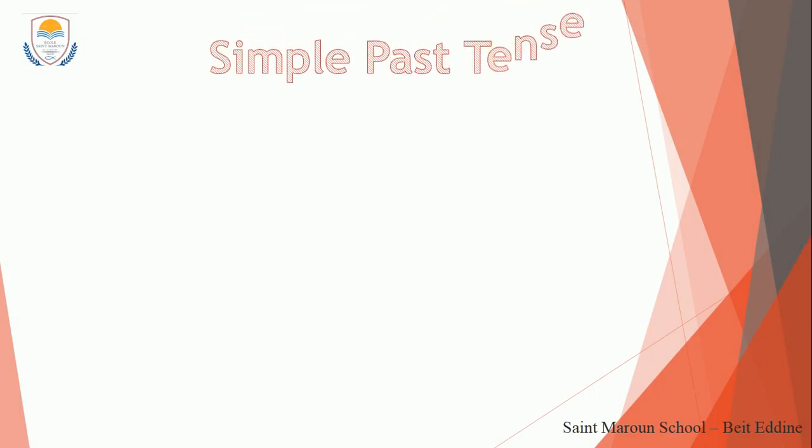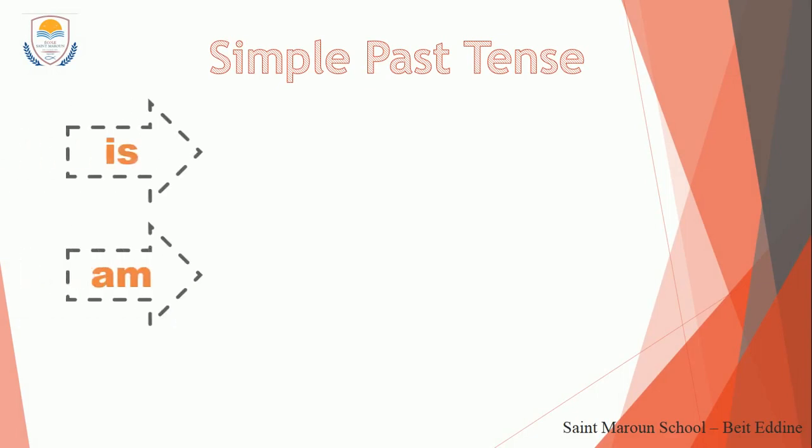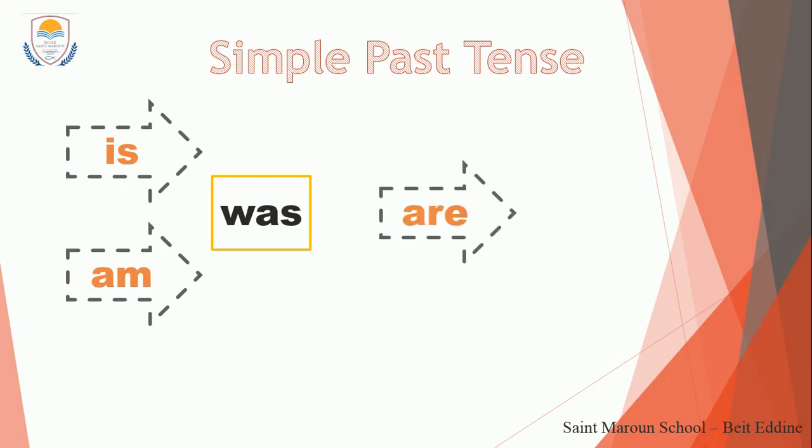In this video, we will revise the simple past tense, but before we start, I want to remind you of the helping verbs is and am. In the present they are is and am, in the past they become was, and are in the present becomes were.